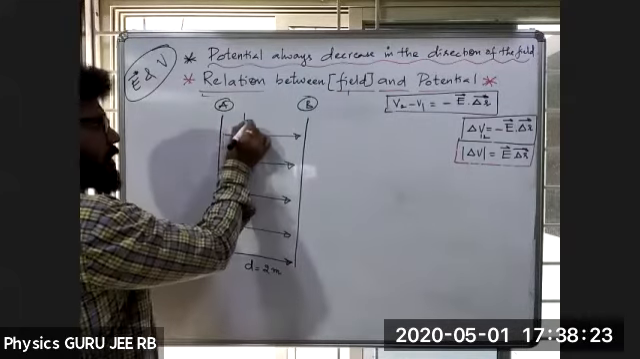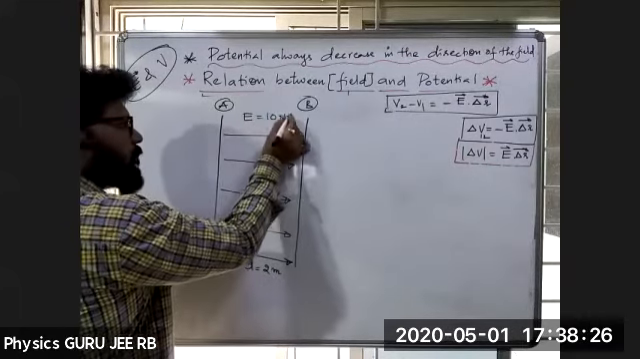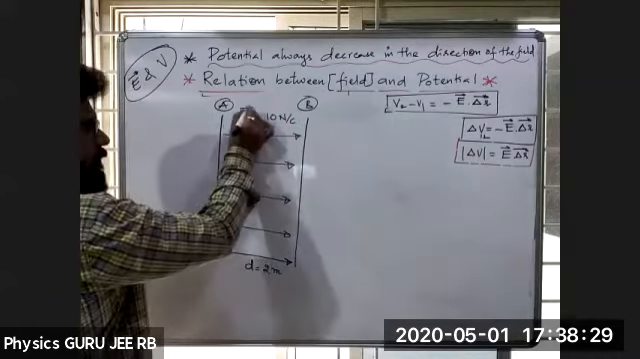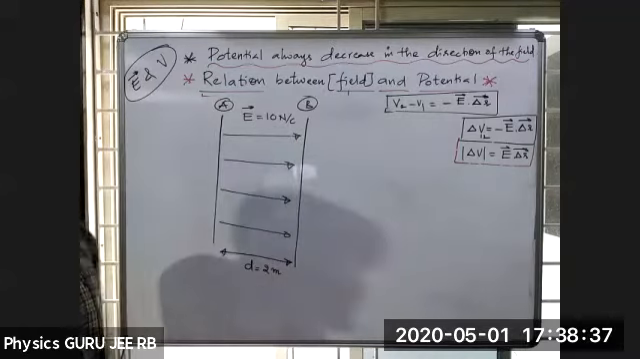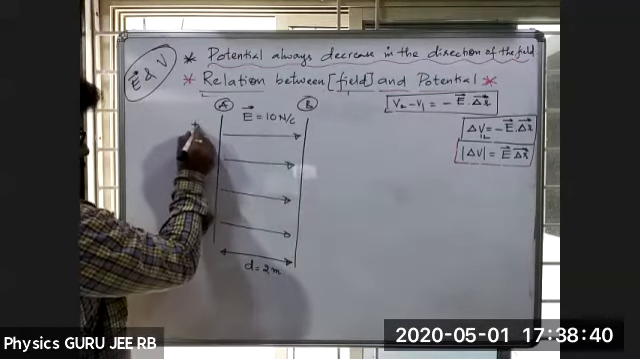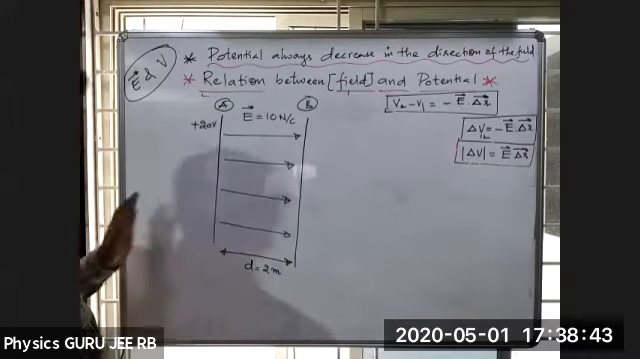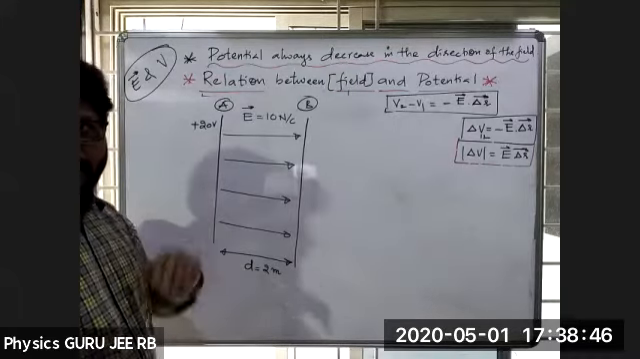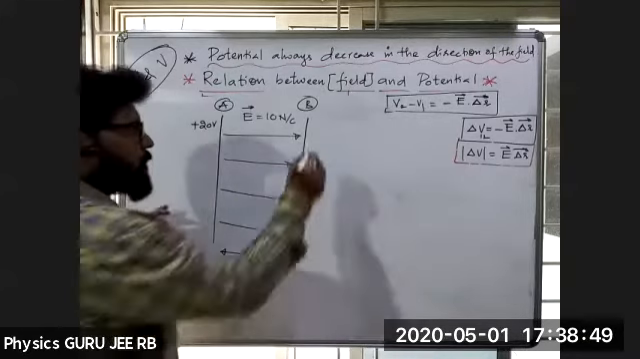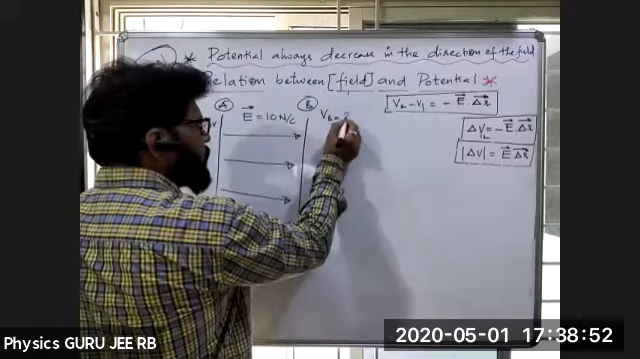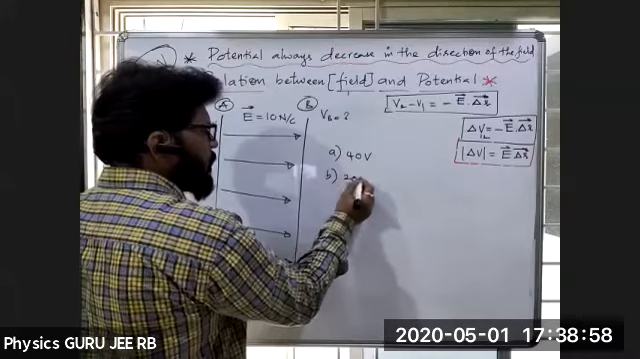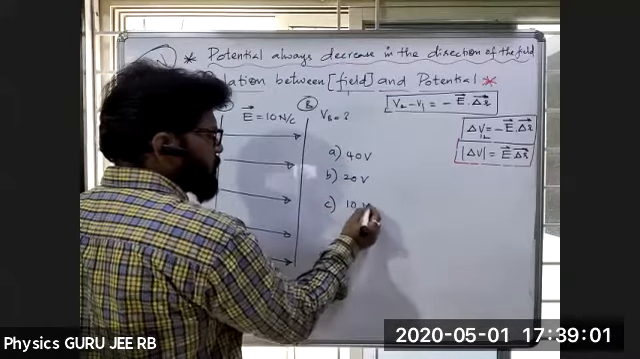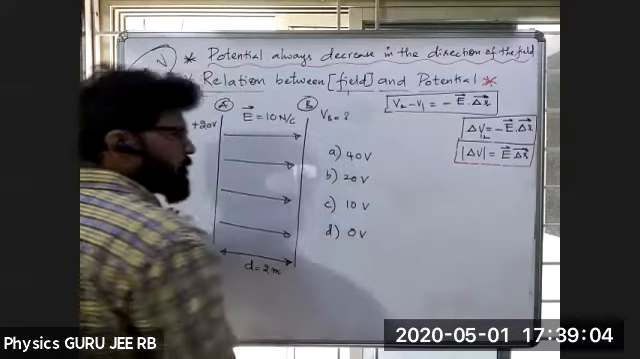Now, electric field intensity is given as 10 Newton per Coulomb. On this plate, 20 volts is given. Potential on plate A is given as 20 volts. Find the potential on plate B. What is the potential on plate B? Option A is 40 volts. Option B is 20 volts. Option C is 10 volts. Option D is 0 volts. Right?